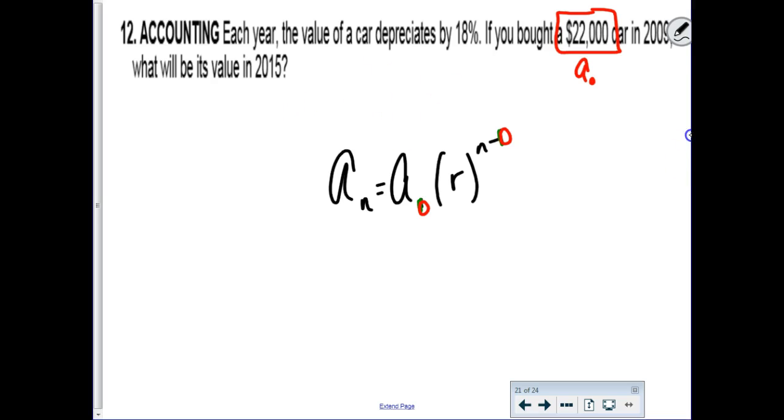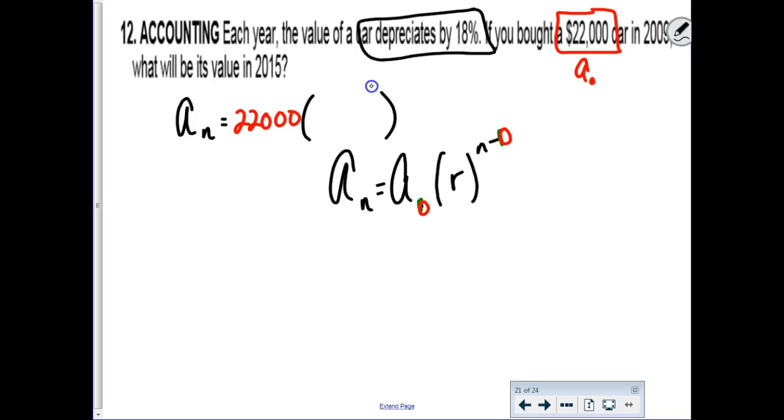So if you were back in Algebra 2, you would have written an exponential decay graph for me. But now that we're in a geometric pre-calc lesson, we're going to call it a sub n equals, now the 0th term is 22,000. What about our common ratio? If it depreciates 18%, that's like 1 minus 18%, better known as 82%, so 0.82. And then I'm going to call it to the nth power.